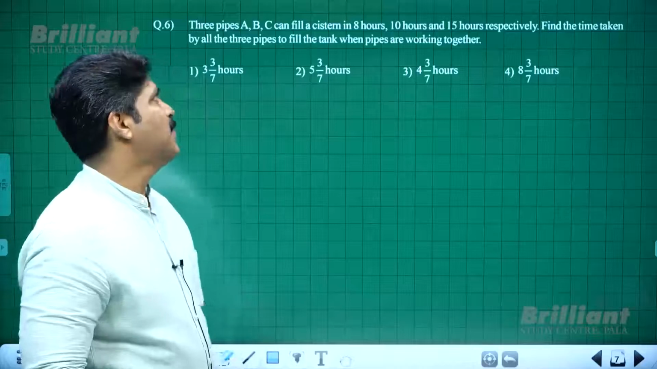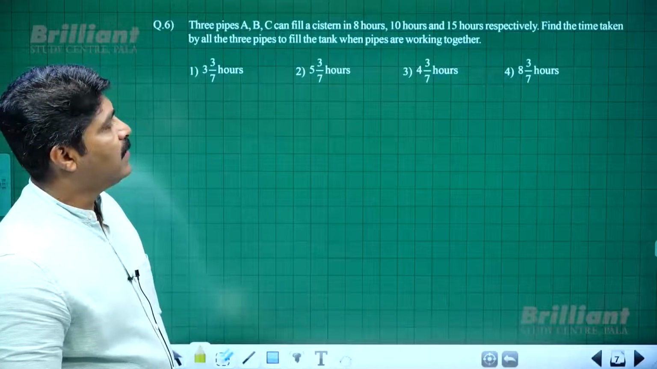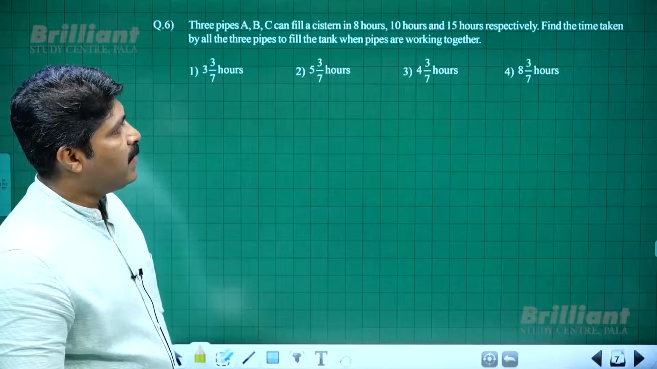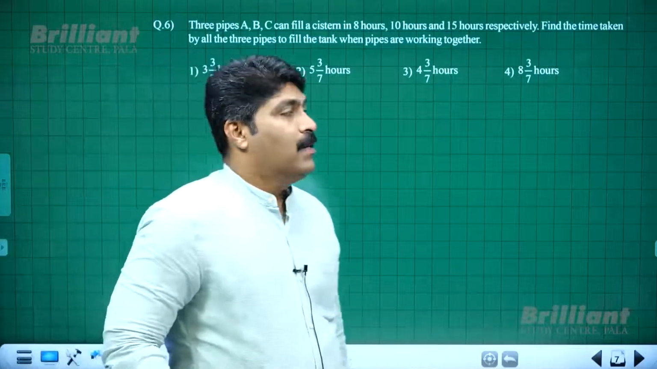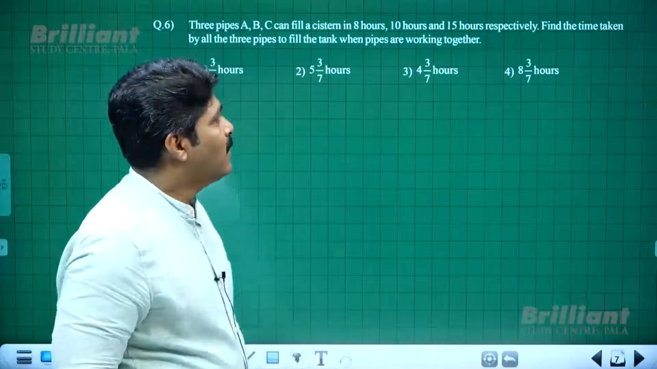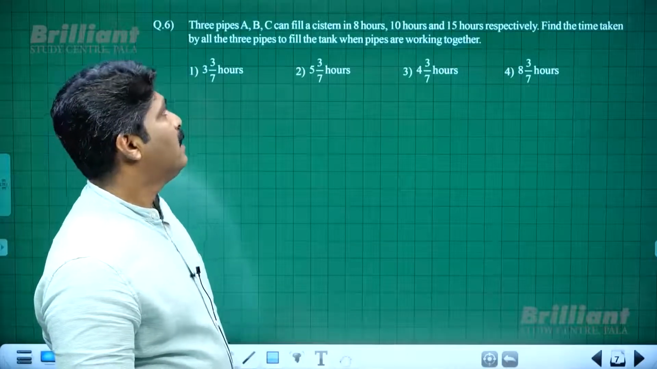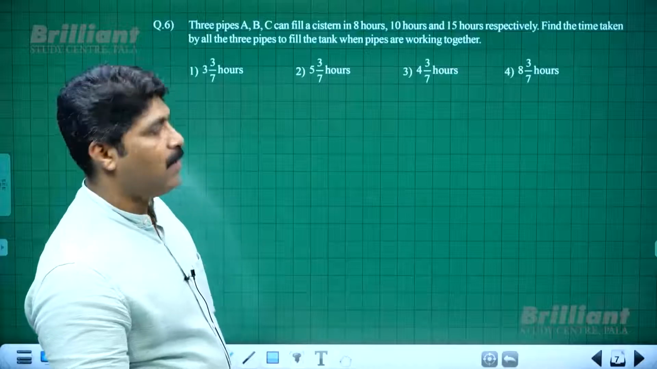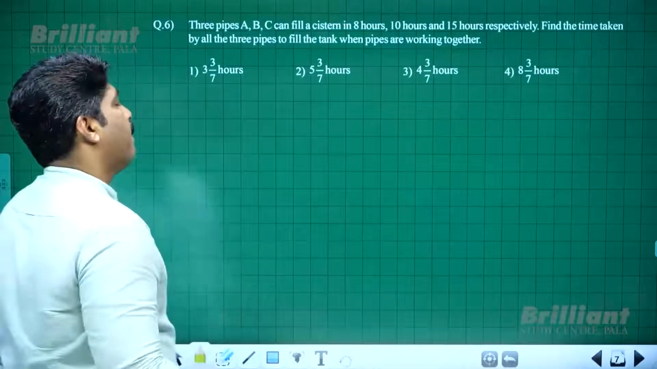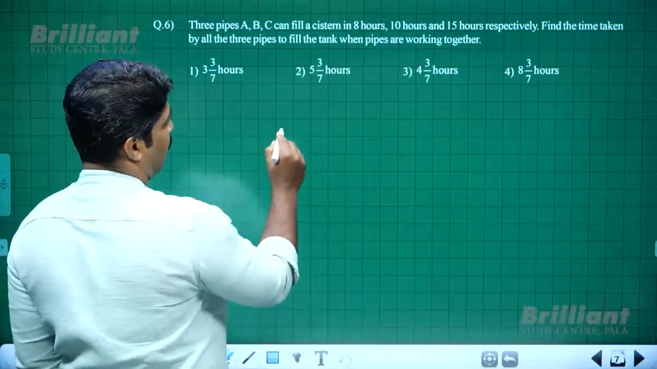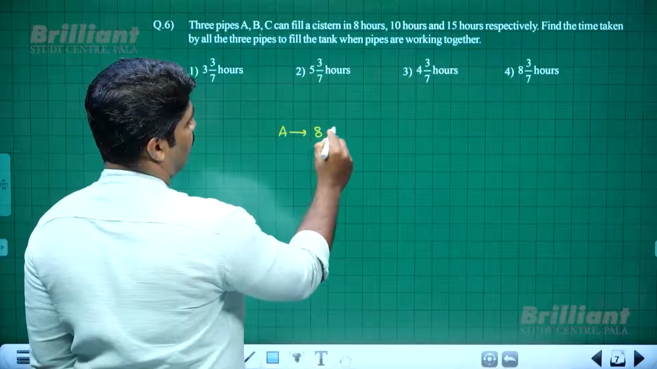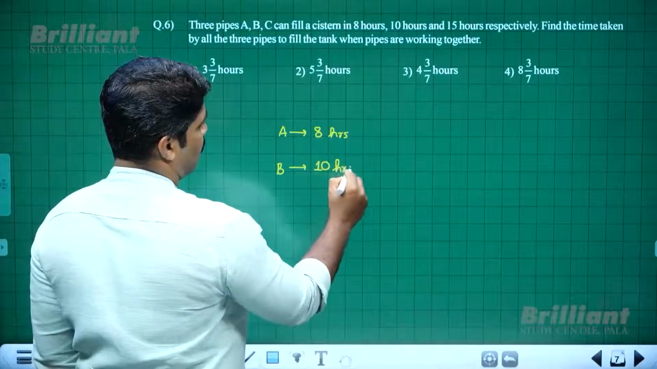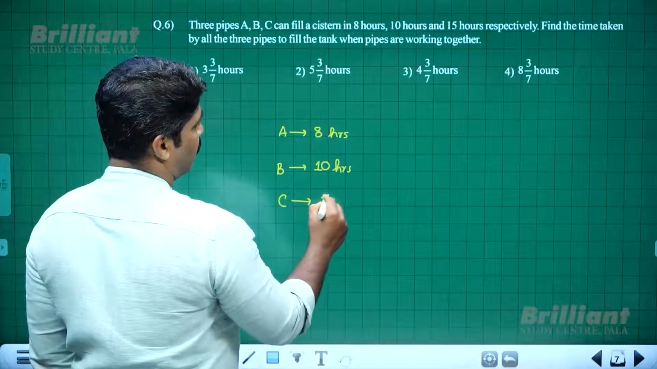Next, consider this question. 3 pipes A, B, C can fill a cistern in 8 hours, 10 hours and 15 hours respectively. Find the time taken by all the 3 pipes to fill the tank when the pipes are working together. So it's a filling condition. Each pipe requires a different time: A 8 hours, B 10 hours, C 15 hours. Either you can apply the LCM method or consider it in this form. A can fill the tank in 8 hours, B in 10 hours and C in 15 hours.